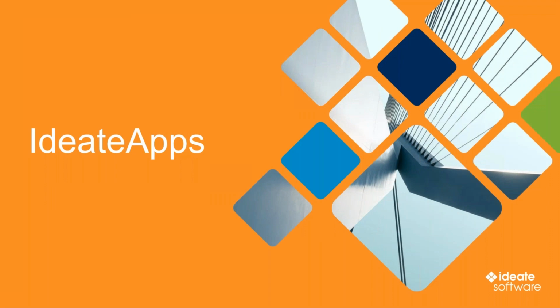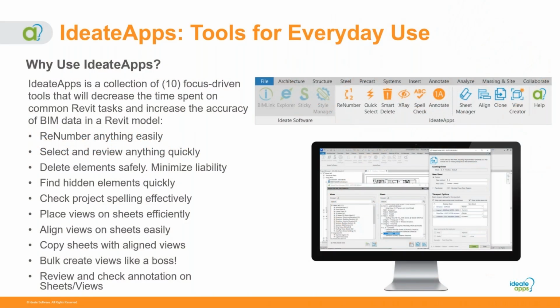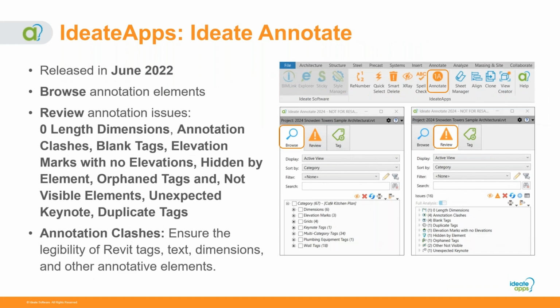Then we have Ideate Apps. It's a collection of 10 productivity tools within Revit. We have things like renumbering, view creator, sheet management tools, cloning, aligning, and the latest one is Annotate. This was released in June 2022. It has a browse tab, which allows you to look for annotation elements in your Revit model, much like Explorer, but this is directly just annotation elements.